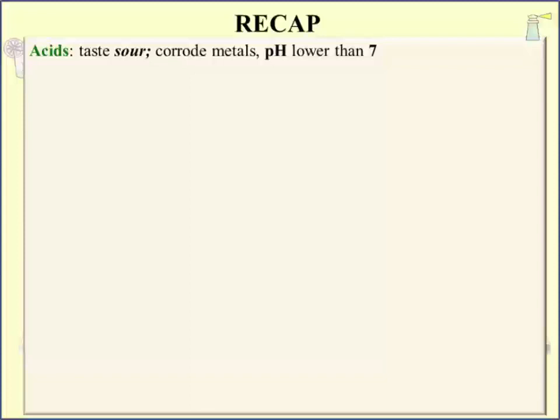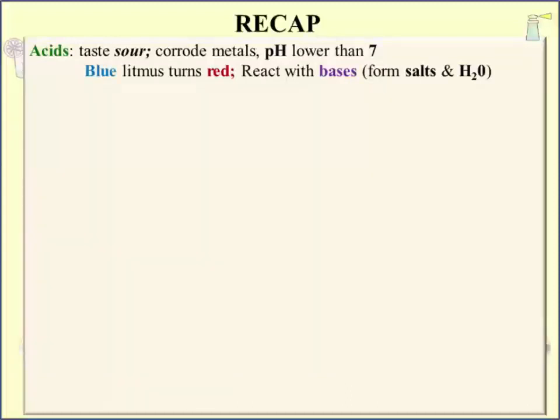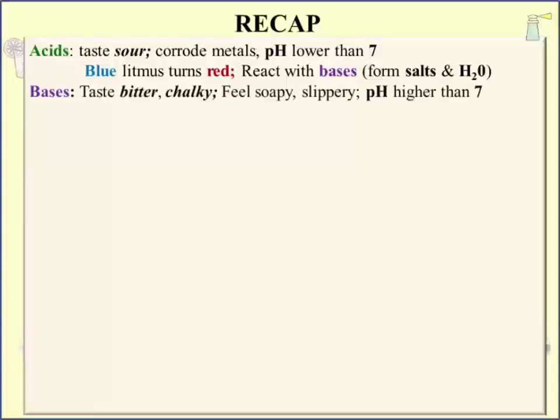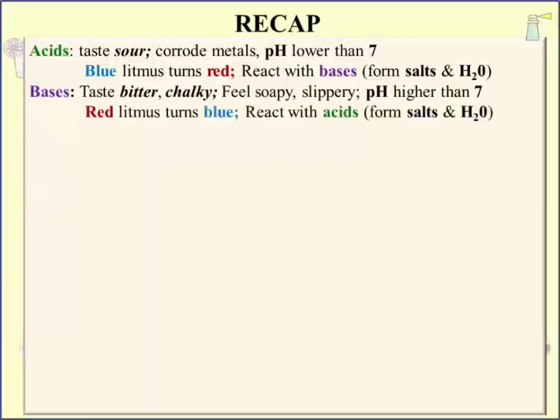As a recap, acids generally have a sour taste, corrode metals, and have a pH lower than 7. They turn blue litmus paper red and react with bases to form salts and H2O. Bases have a bitter or chalky taste. They feel soapy or slippery. They have a pH higher than 7. Bases turn red litmus paper blue and react with acids to form salt and H2O.